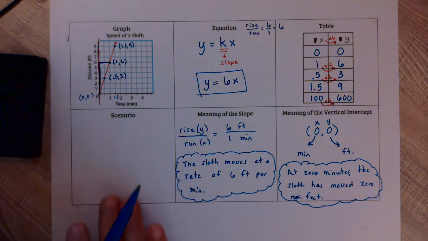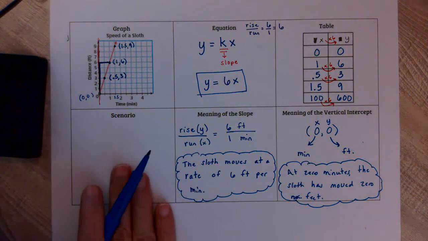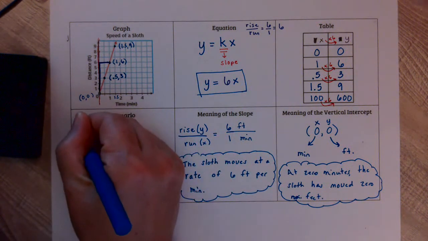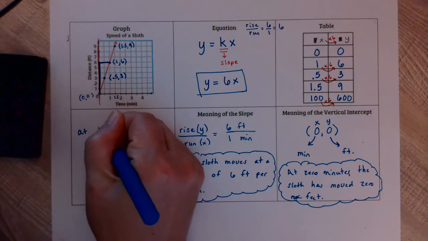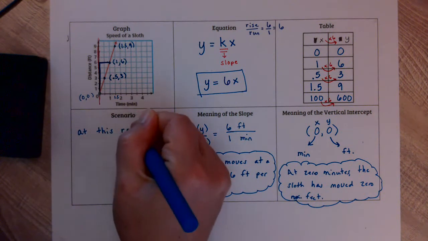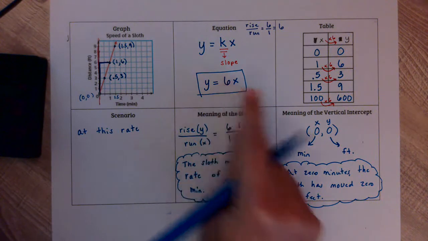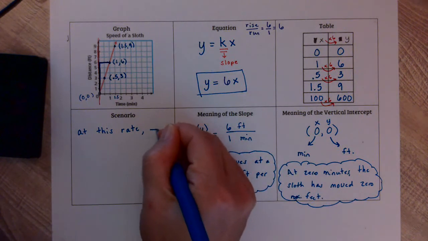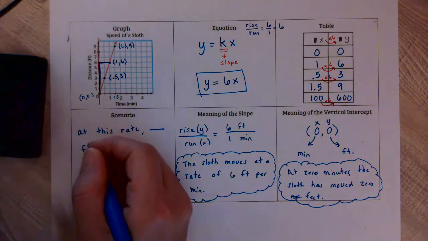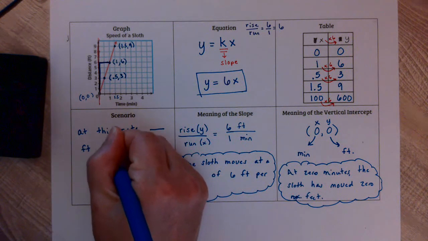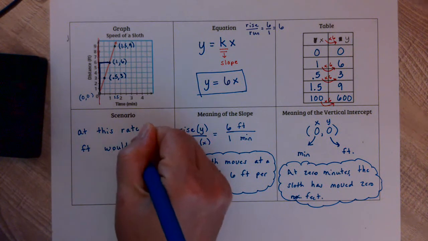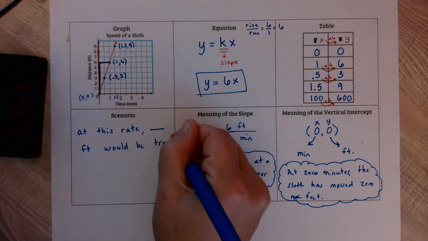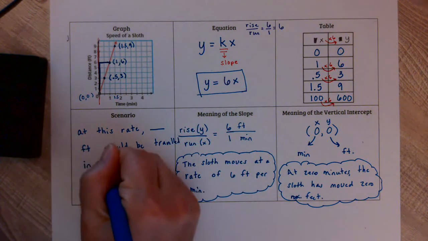So there's going to be 4 choices of what you can choose from. So you'll circle the right one. I'm going to, for me, just write one for you guys. So at this rate, meaning at the 6 feet every 1 minute, I'm going to write blank feet would be traveled in blank minutes.